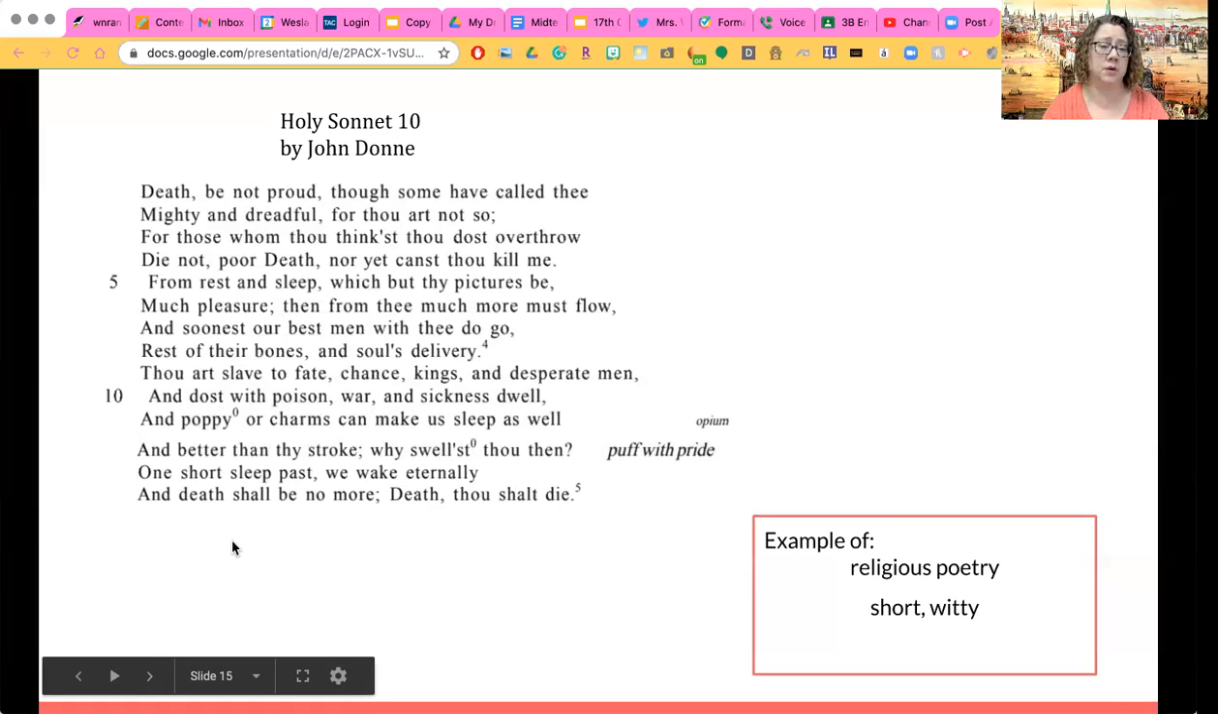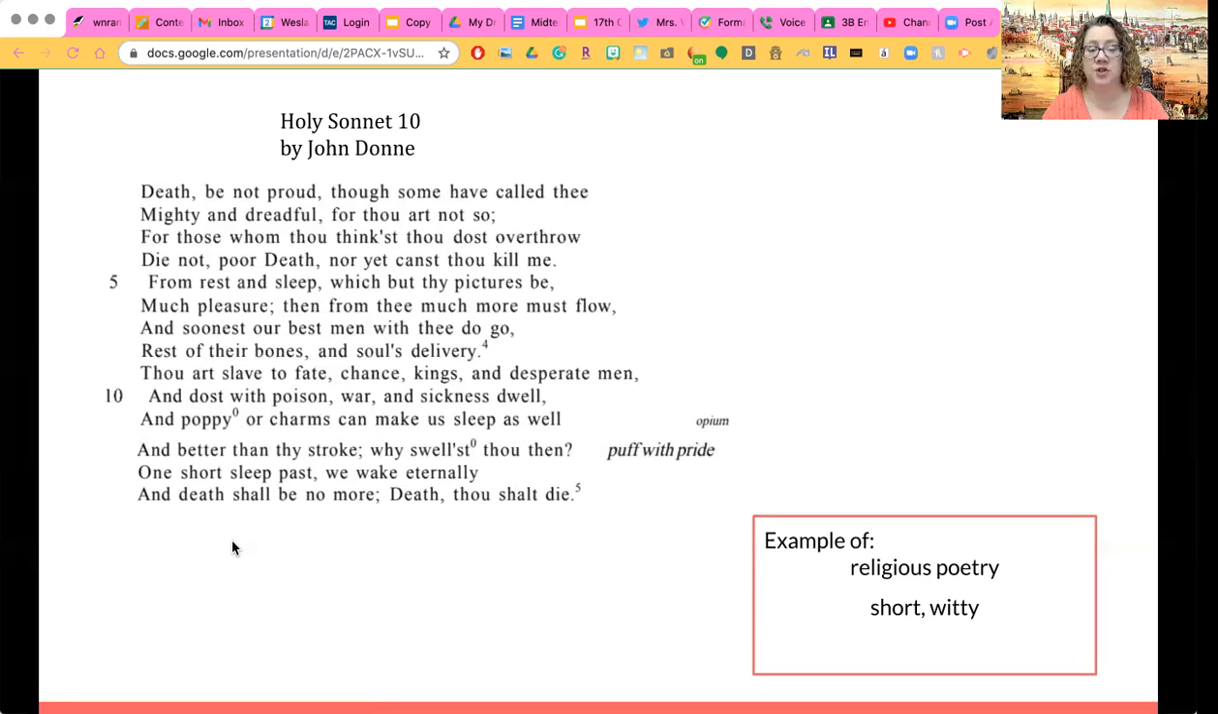dreadful, for thou art not so. For those whom thou thinkest thou dost overthrow, die not, poor death, nor yet canst thou kill me. From rest and sleep, which but thy pictures be, much pleasure, then from thee much more must flow, and soonest our best men with thee do go, rest of their bones and soul's delivery. Thou art slave to fate, chance, kings, and desperate men, and dost with poison, war, and sickness dwell, and poppy or charms can make us sleep as well, and better than thy stroke. Why swellest thou then? One short sleep past, we wake eternally, and death shall be no more.